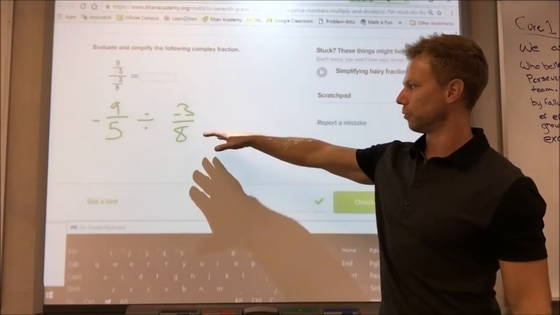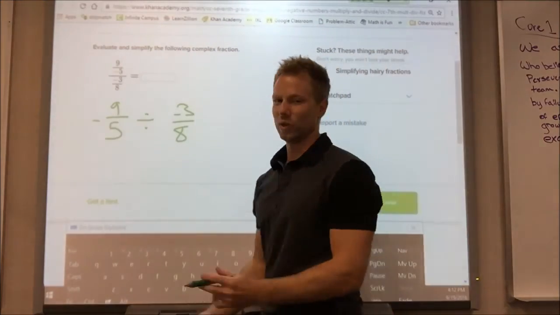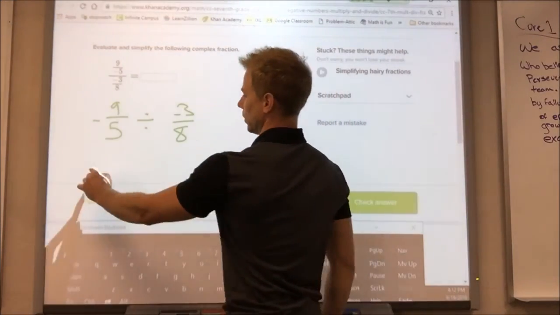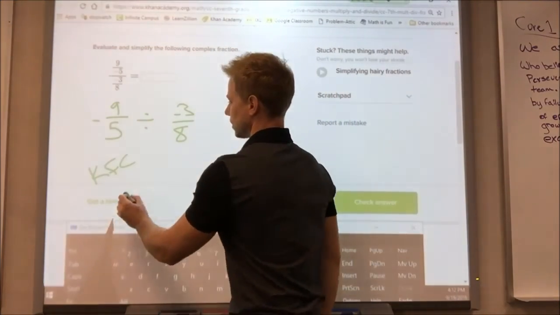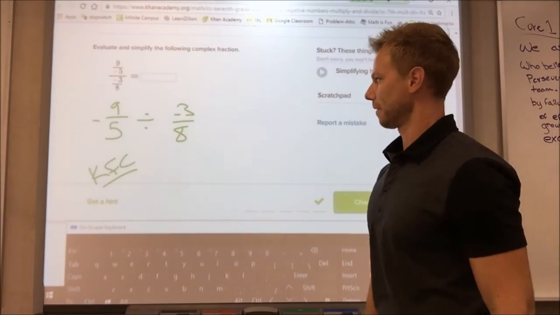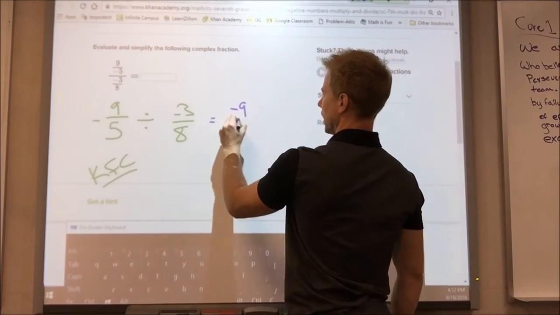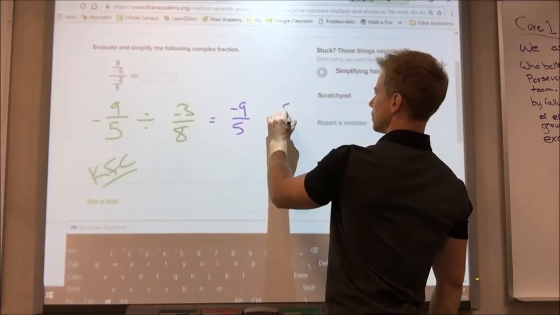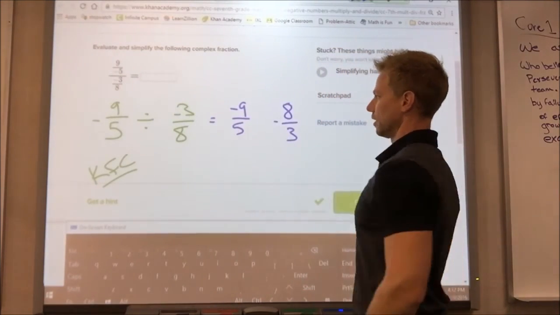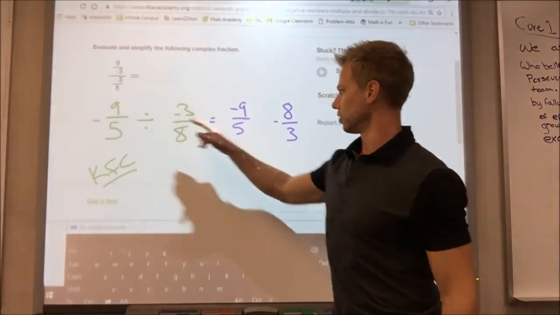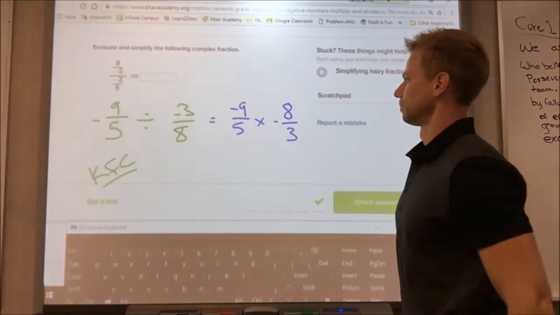Now this should look more familiar because we never divide fractions. What we are going to have to do is KFC. Okay? So we keep the first fraction as negative 9/5. We flip the second fraction as negative 8/3. We change division to multiplication.